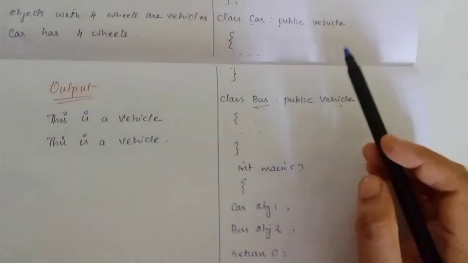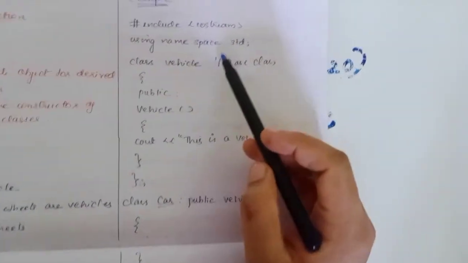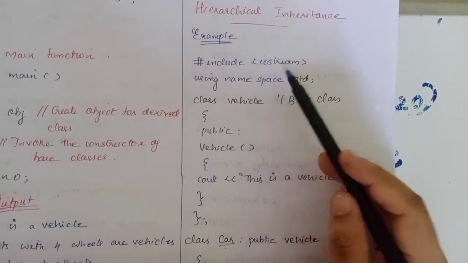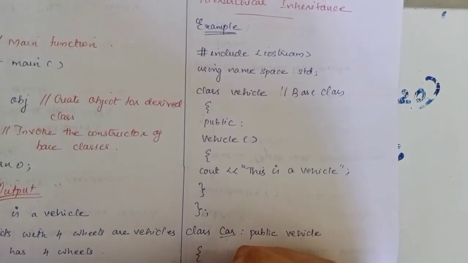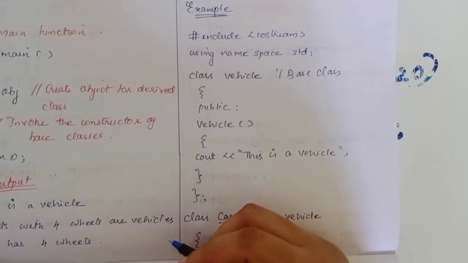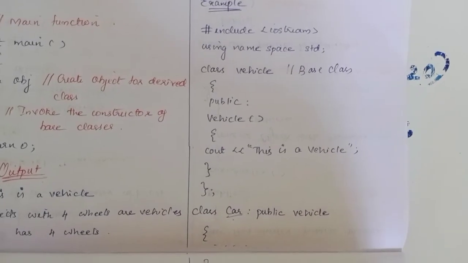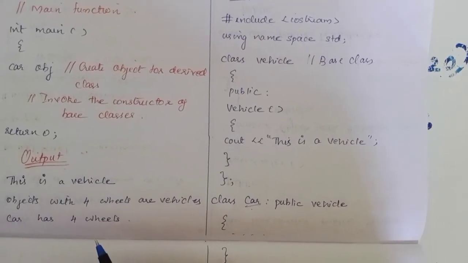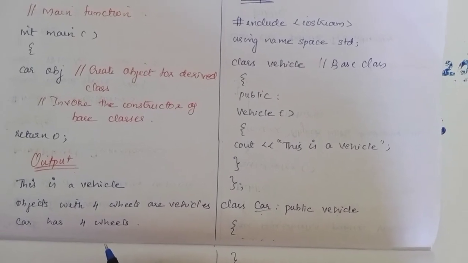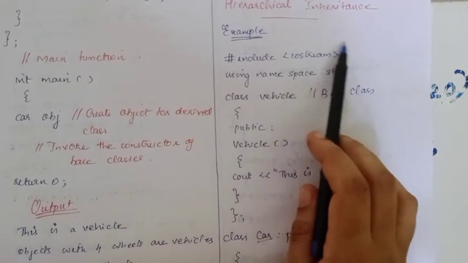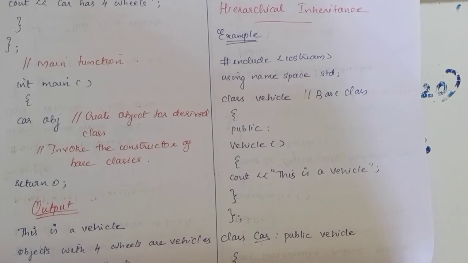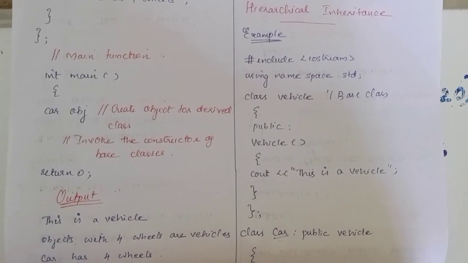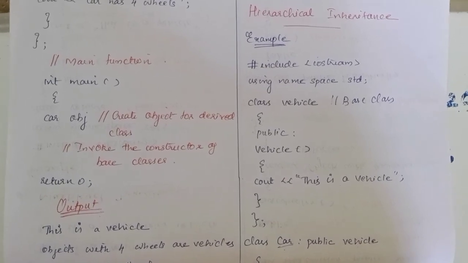Okay, so this is the working of hierarchical inheritance. Hierarchical inheritance means it consists of one base class and it can have any number of derived classes, so that derived classes can access the properties of that base class. So these are all about hierarchical inheritance. These are all the main types of inheritance available in C++. Okay, hope you all are clear.